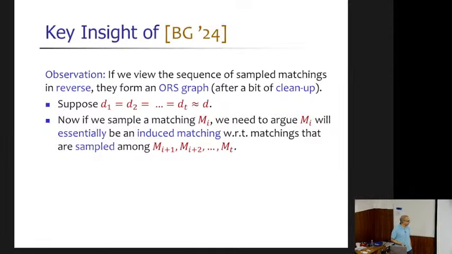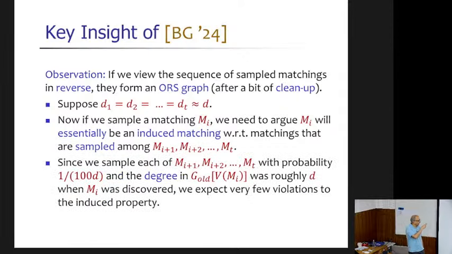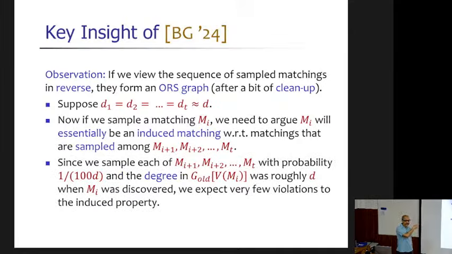Why is that? Well, what was the degree when Mi was found? The average degree was D. Just think, instead of average degree, it's the max degree. Okay? Look at an edge UV in Mi.